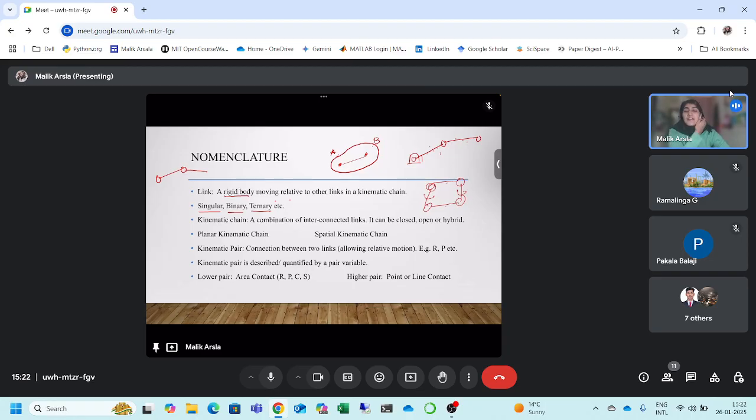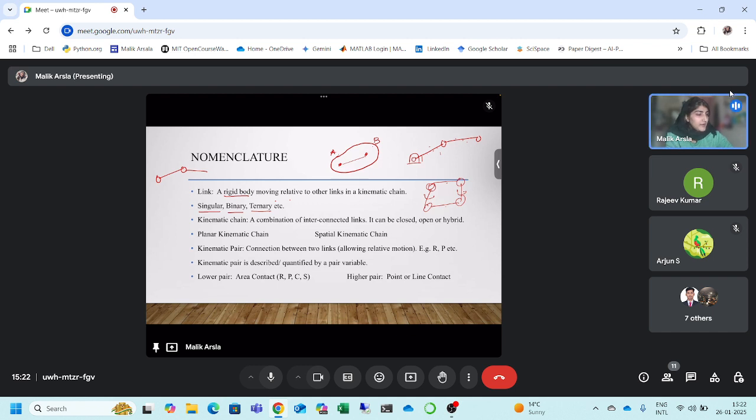Now, open kinematic chain is one in which, okay, you tell me what is open kinematic chain. Open kinematic chain consists of at least one singular link. There is no closed link. So there is at least one singular link that is called an open kinematic chain. Maybe you can see if I can write this. At least two binary singular links is required for open chain. Yeah, you can say like that also.